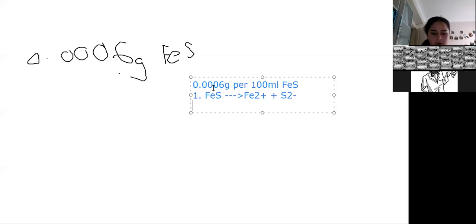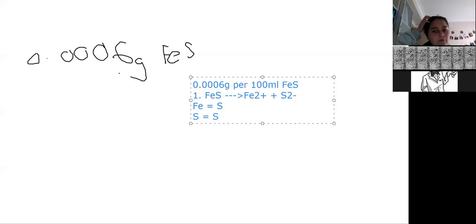Okay, so we're going to have Fe, which is going to equal S, and we have sulfide, which is going to equal S as well. They're only S's. There's no number in front of it because our equation is balanced. If it was, let's say, magnesium hydroxide, there's going to be more magnesium than there is hydroxide, so we would have to double the amount of hydroxide in our equation. That makes sense? Okay, so you're with me.